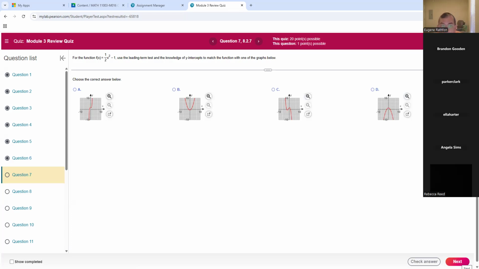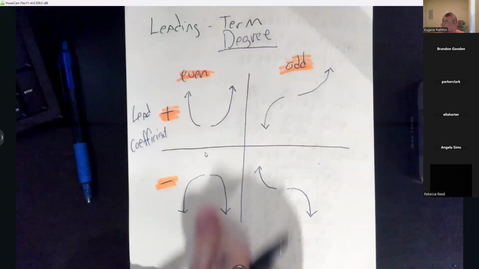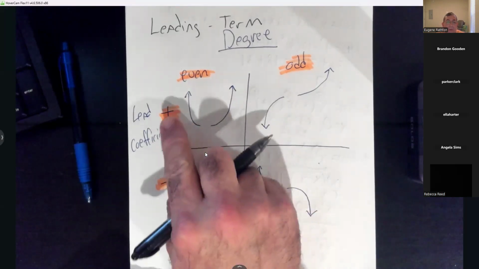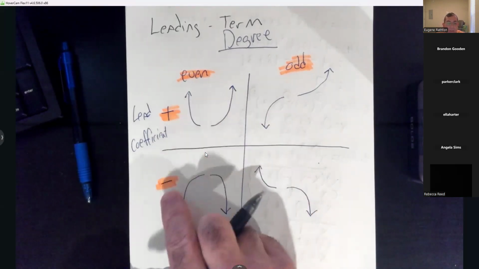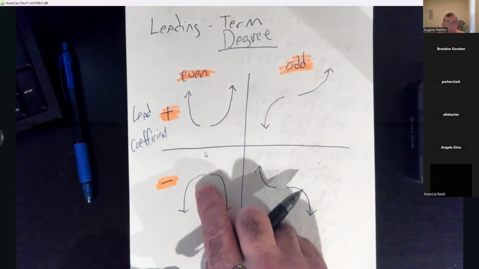All right, y'all, the next two go back to the chart I had, the very first chart I showed y'all. So let me bring that up again real quick. Now look at this one. I'm looking at a 1/2 x squared. So we're looking at one with an even degree of 2, that's even, and a positive 1/2. And what I'm looking at is my chart here. So even degrees are in this column. If the lead coefficient's positive, you got that picture. If it was negative, you would have this picture.